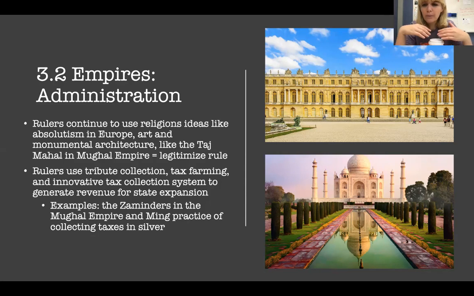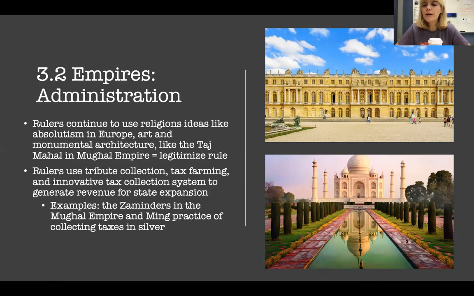Think about it, if you're a poor peasant and you're trying to figure out if your ruler is legit at all, and you see a castle that literally has gold-plated walls, you're gonna be like, all right, that guy's legit. In addition to Louis XIV, you're also gonna see monumental architecture in places like the Mughal Empire, right? The Taj Mahal is an example of monumental architecture. This is gonna legitimize the rule.